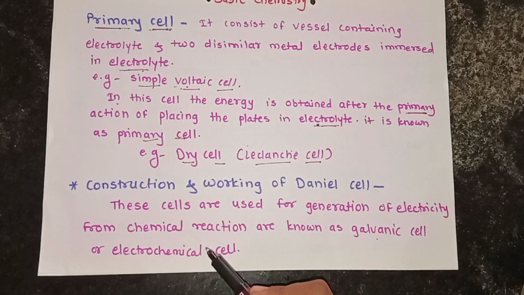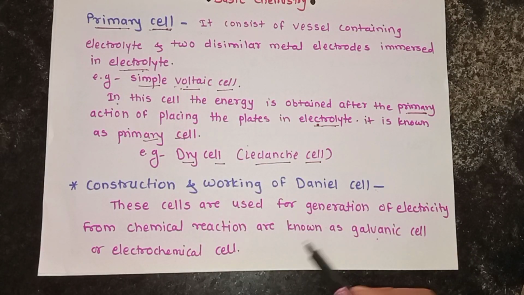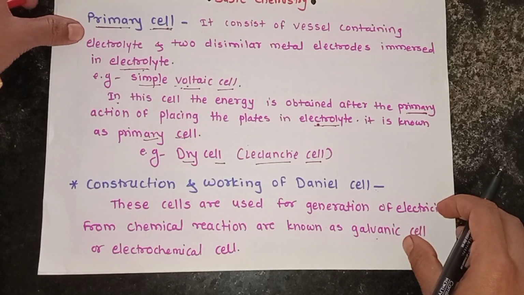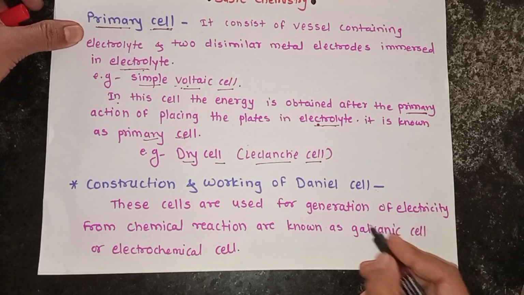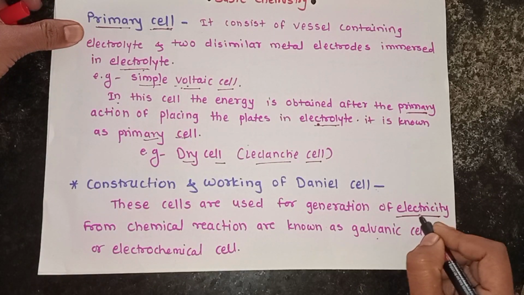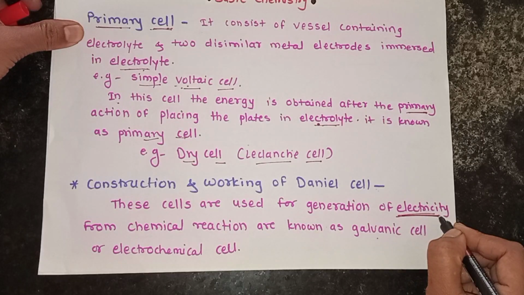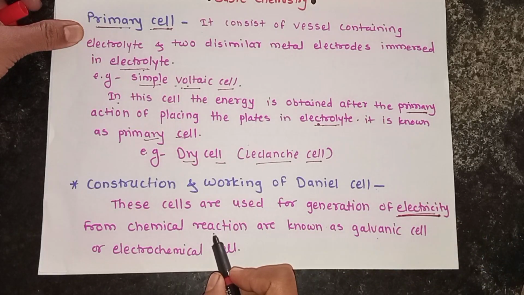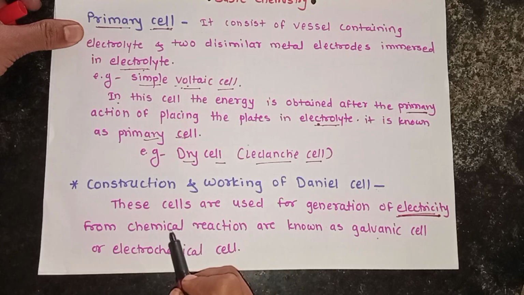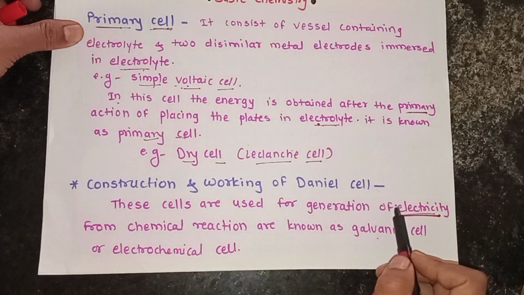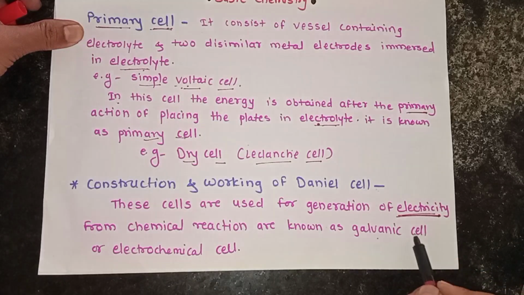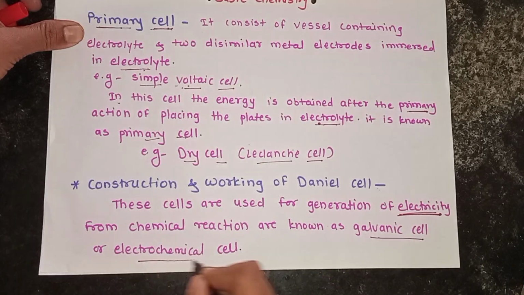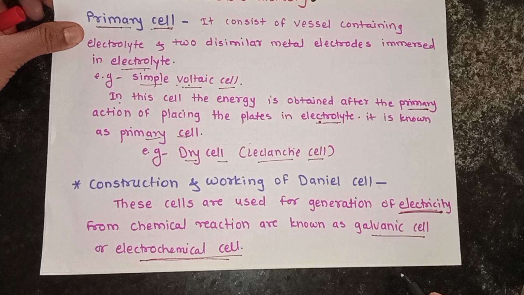Let's discuss the Daniell cell. This cell is generally used for the generation of electricity. In this cell, we generate electrical energy from chemical reactions. That means we obtain energy from the chemical reaction. So this is called the galvanic cell, or the electrochemical cell.